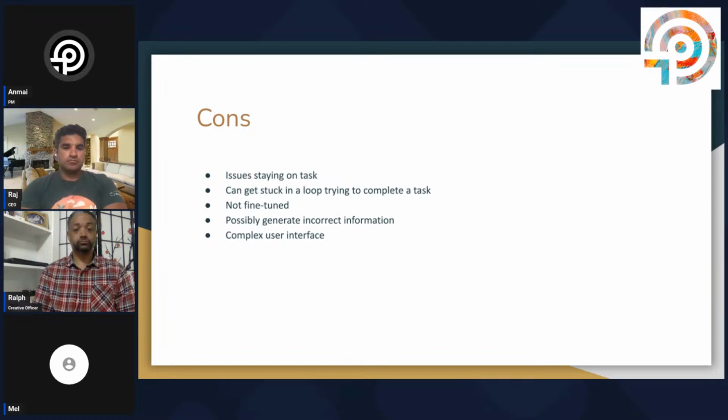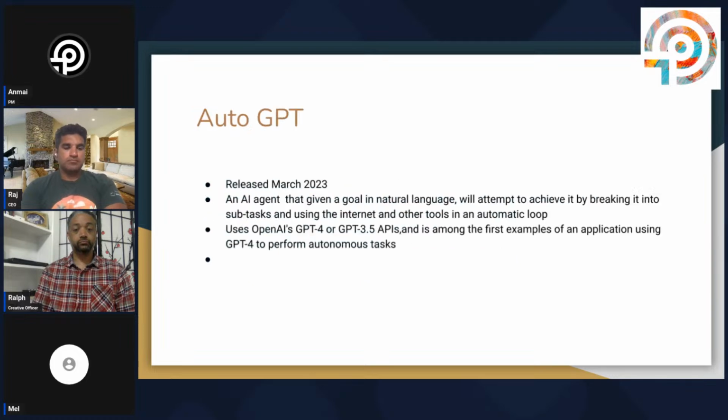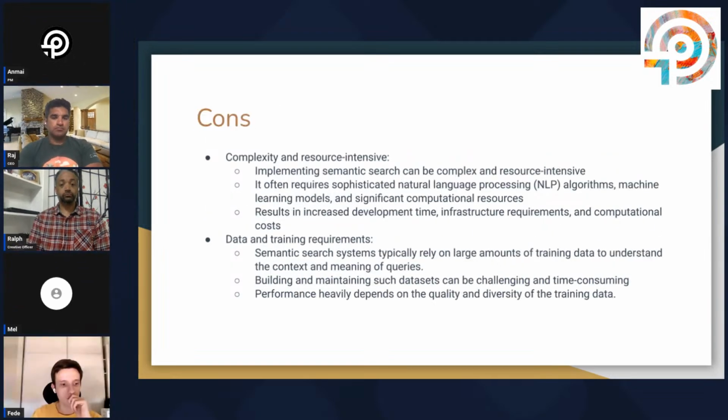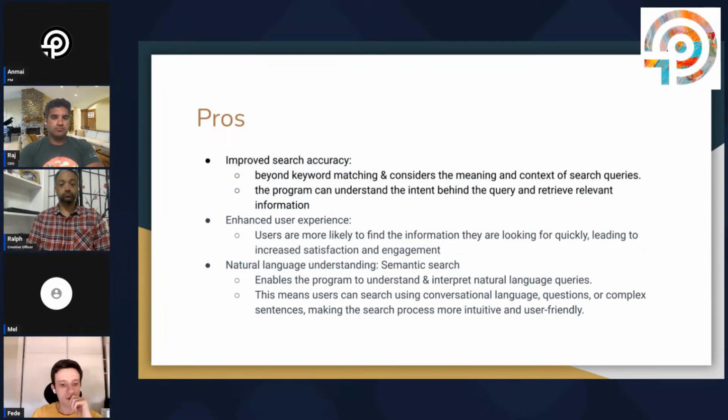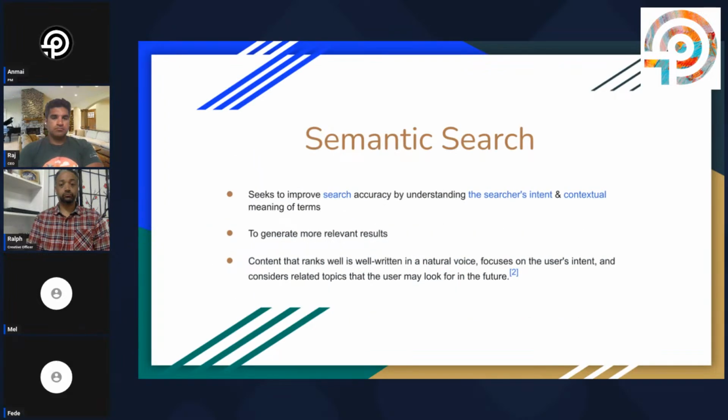Anyways, that concludes my presentation. I think the key takeaway is that we should probably focus on semantic search as a first step and then move on to Auto-GPT.